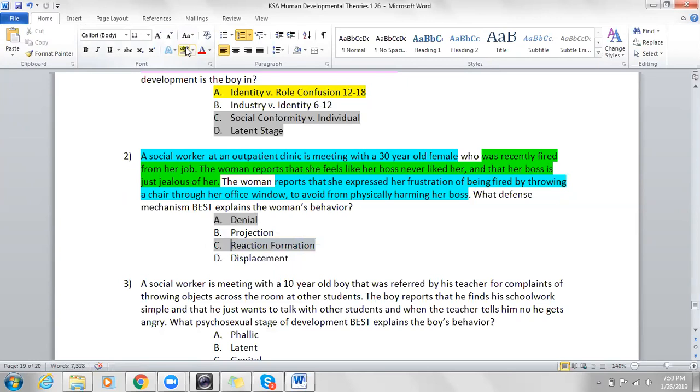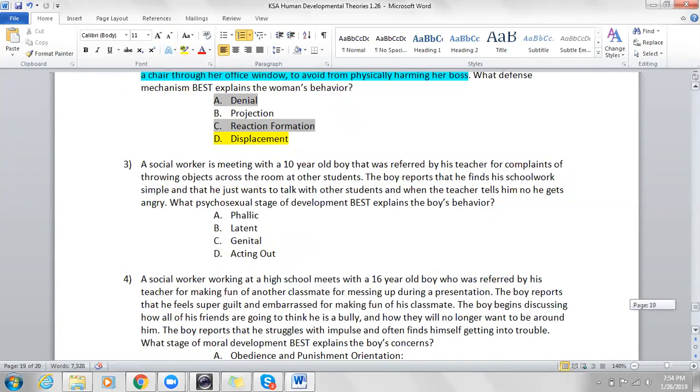Which brings the question that Nicole asked, pretty relevant here: what's the difference between projection and displacement? Remember, projection is putting your emotions and feelings onto somebody else. She did put her emotions on that chair and put it through the window, but ultimately she placed her anger onto something that was less threatening. She wanted to hurt her boss. She didn't hurt the boss because the boss is threatening. So she subsequently hurt a window that couldn't do anything back to her. So D would be the best answer there.